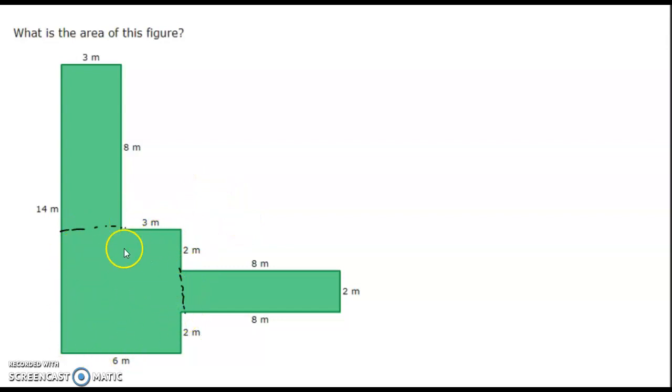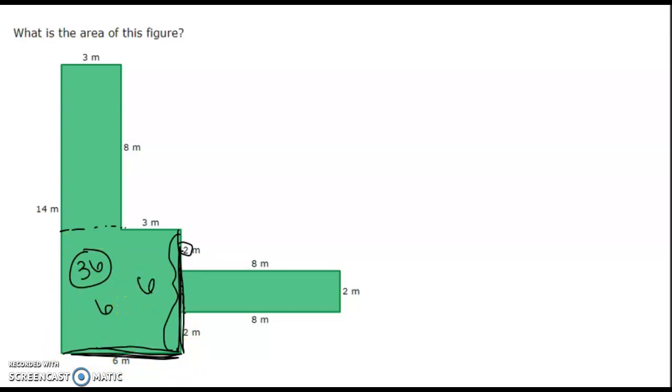So this base right here, I know that the whole side here is 6, but I don't know this whole side, but I can use this side to figure it out. So this entire side here is 2 plus 2 more plus 2. So this whole side is 6 as well. So we have this whole side is 6 here, and this whole side is 6 here. So my whole area is 36, because 6 times 6 is 36.